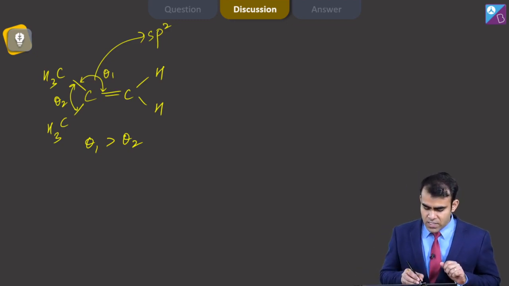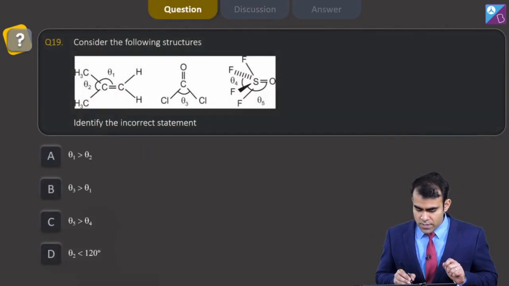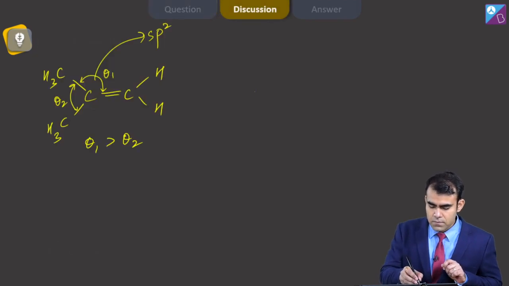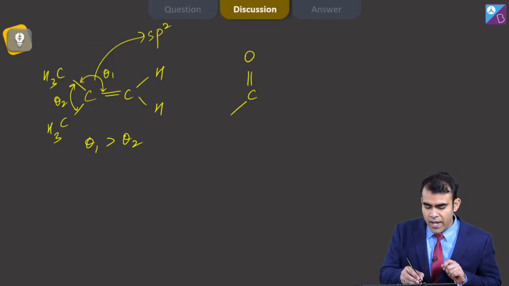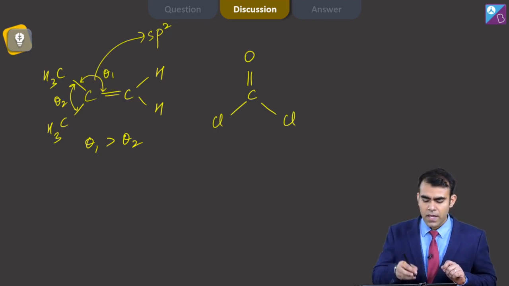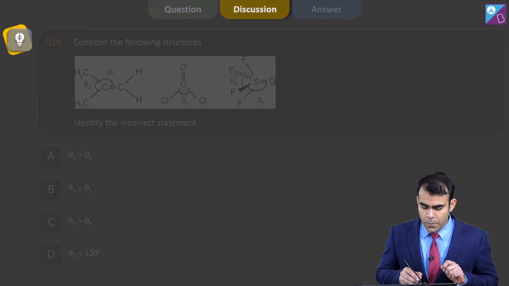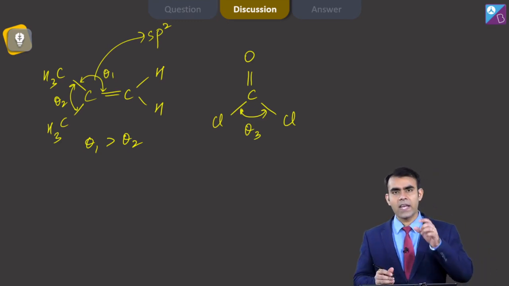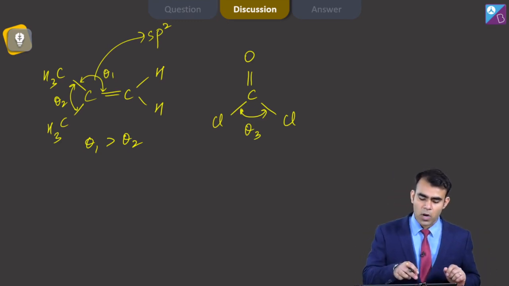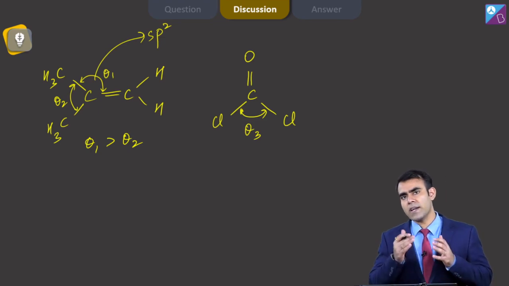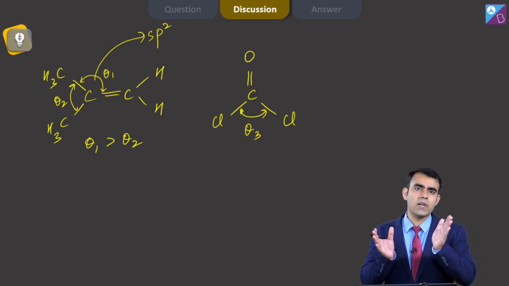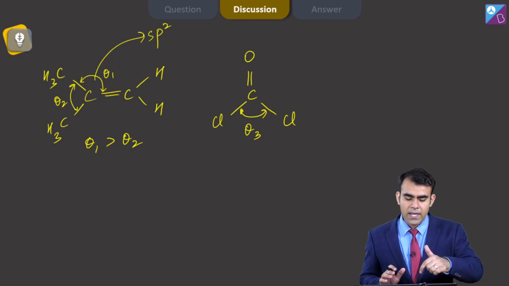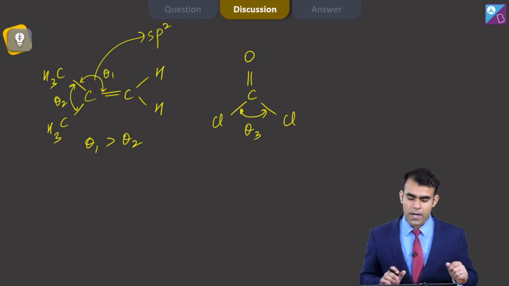Now the second structure is COCl2. Now in COCl2 again the hybridization of carbon is sp2, and here you can see the bond angle that we have to look for is theta 3. This is the angle. Now here again we have a carbon oxygen double bond and a carbon chlorine single bond, and again the double bond single bond repulsion is greater than the single bond repulsion.